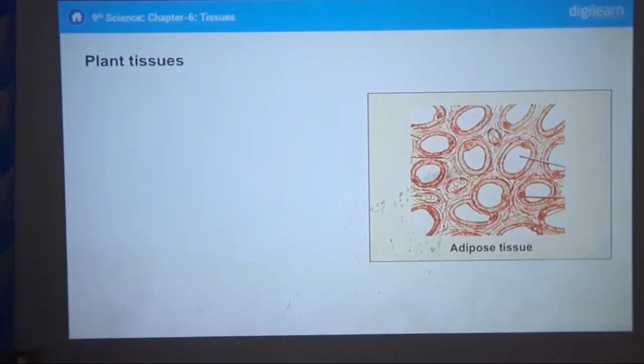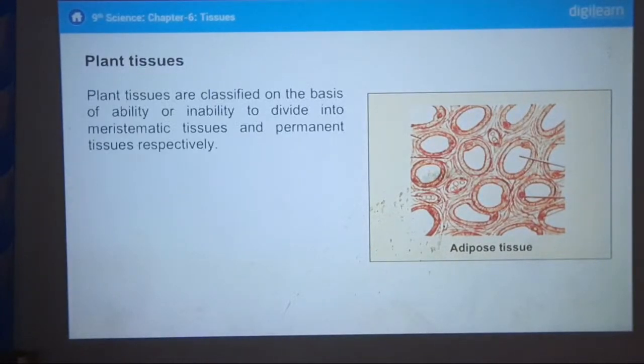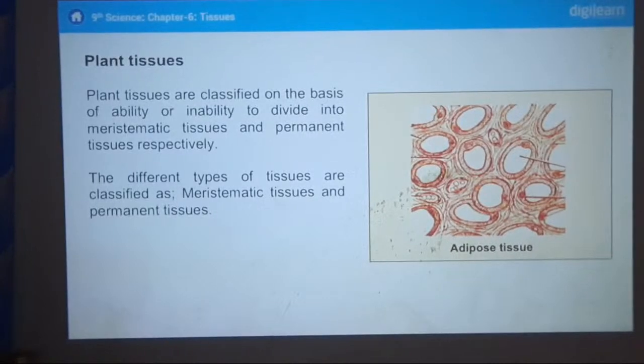Plant tissues. Plant tissues are classified on the basis of ability or inability to divide into meristematic tissues and permanent tissues, respectively. The different types of tissues are classified as meristematic tissues and permanent tissues.